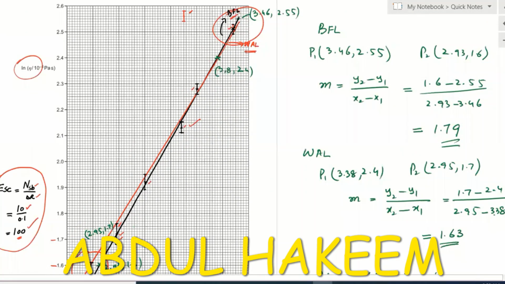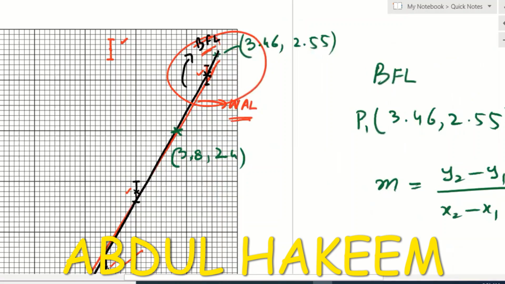You have to label it. So this is called the worst acceptable line. You could call it worst fit line, but it's worst acceptable line. Then after plotting these two lines with error bars, we will select 2 points for each line for the gradient. For example, this is the point selected for the best fit.